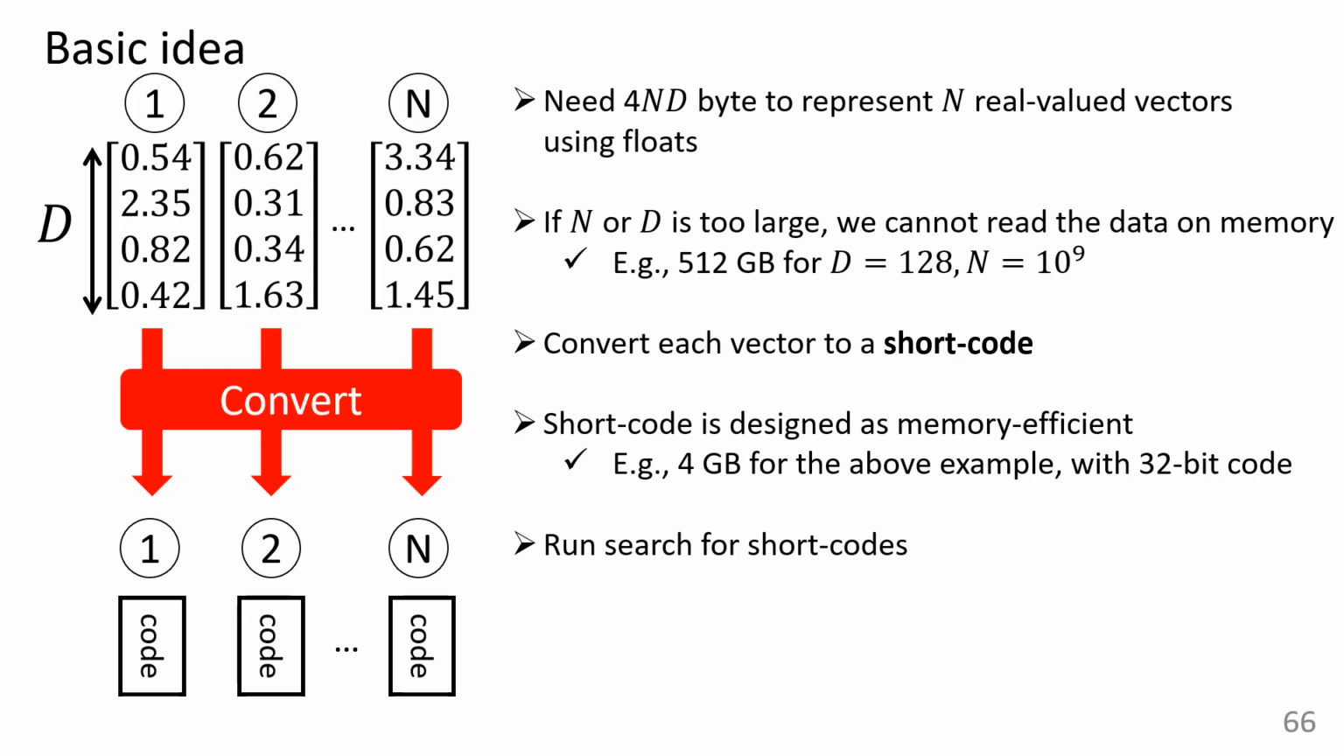So the idea is to convert each vector to a short code. And we design the short code such that it is memory efficient. For example, if one code takes just 32 bits, then this data can be represented by just 4 gigabytes. Okay. Then we run search in the short code world.